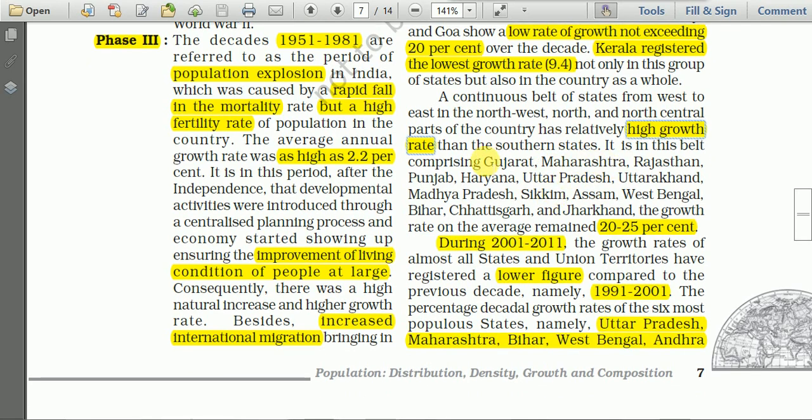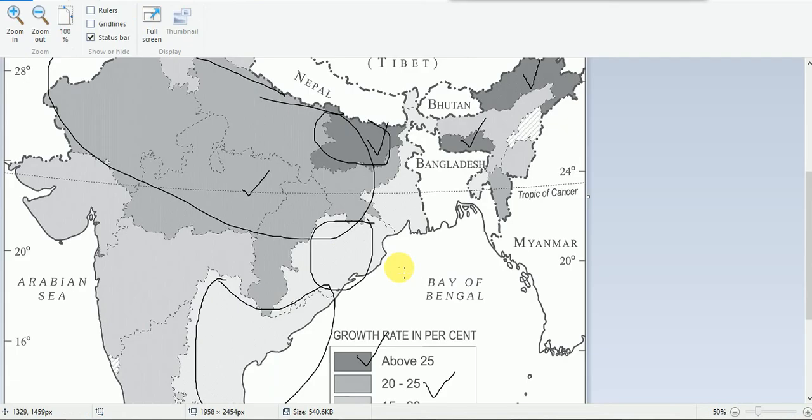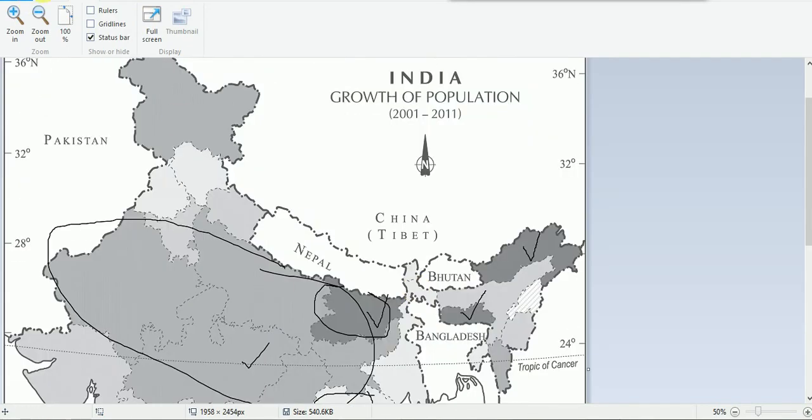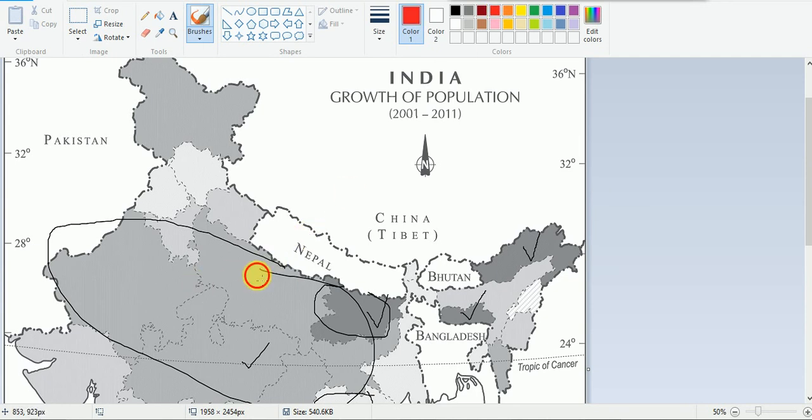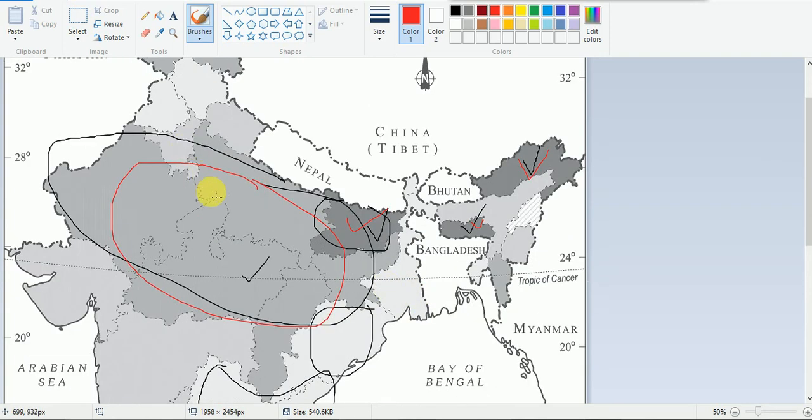So in this belt, Gujarat, Maharashtra, Rajasthan, Punjab, Haryana, Uttar Pradesh, Uttarakhand, Madhya Pradesh, Sikkim, Assam, West Bengal, Bihar, Chhattisgarh, Jharkhand, the growth rate on the average remains high, that is 20 to 25%. You will find this 20 to 25% here, as I have already pointed out. See here this continuous belt, and these states including Bihar. Here in the north we also have Jammu and Kashmir.